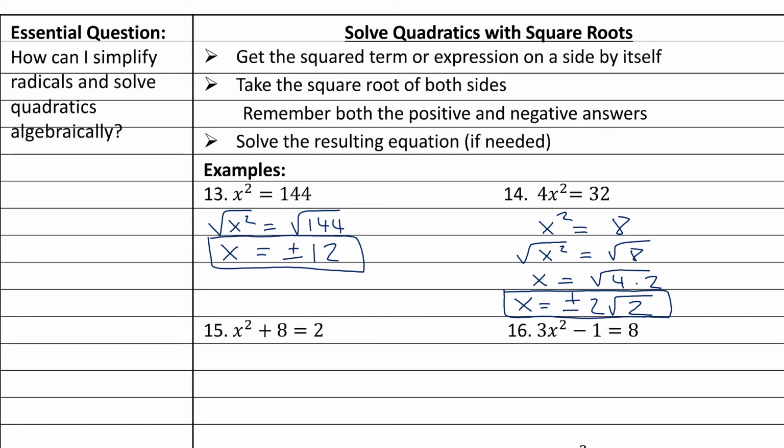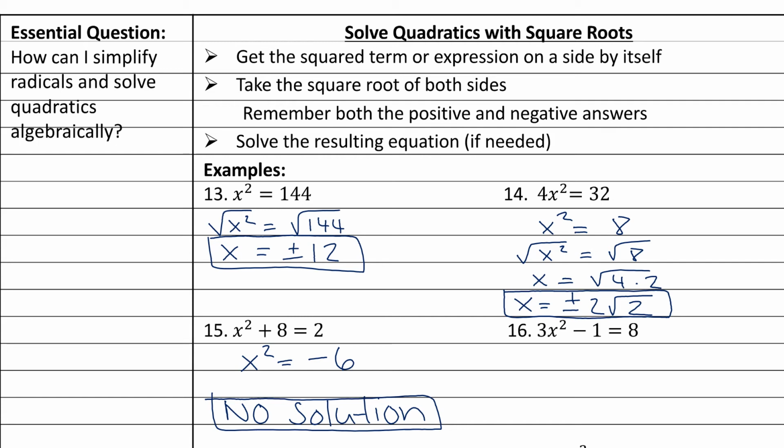Okay. So here I have to subtract 8 from both sides. So I'm going to get x squared equals negative 6. Can I take the square root of a negative number? Try it. Type in your calculator, negative 6, and hit square root. We get an error. That's no. This is no solution. If this was a graph, like we were graphing beforehand, our graph would not cross my x-axis. So that is why it is no solution.